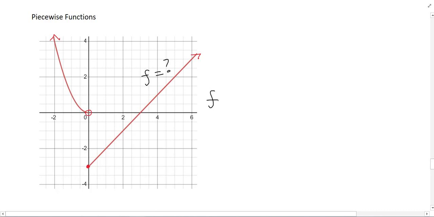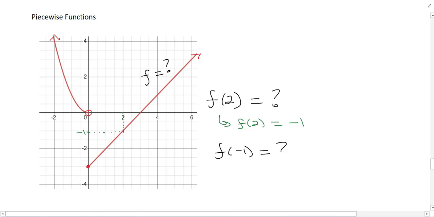So for example, what is f of 2? What is that equal to? Well, I'm going to go to 2. Here's 2, and I'm going to follow that and see where that lands. Based on my scale here, that appears to be -1. So I can say f of 2 is equal to -1. What about f of -1? What is that equal to? Here x is -1, and this is the function value, which appears to be 1. So f of -1 is equal to 1.